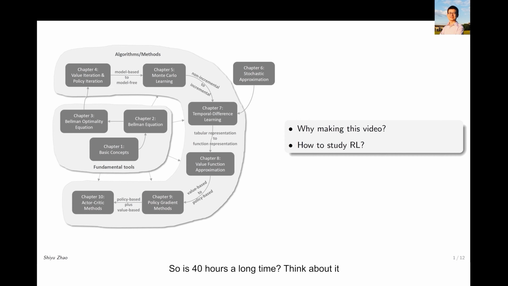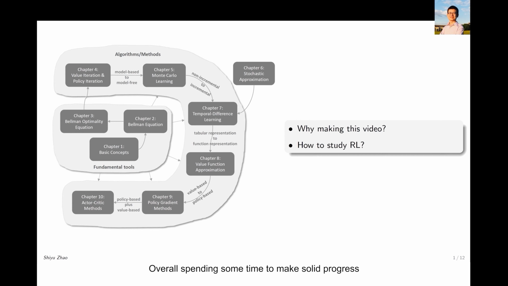So, is 40 hours a long time? Think about it. In fact, it only takes 2 weeks, excluding weekends. That's 10 days in total, with 4 hours each day, split into 2 hours in the morning and 2 in the afternoon. This schedule still leaves you time for other activities.